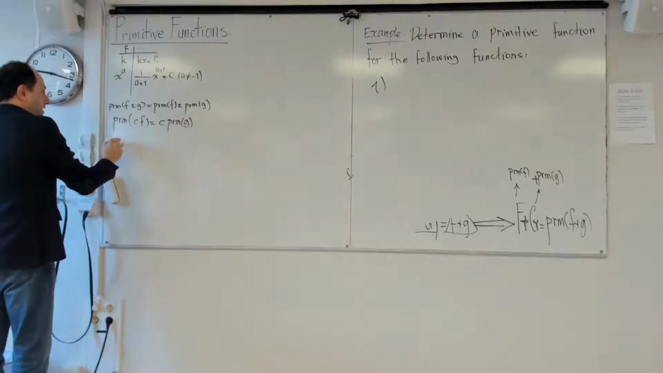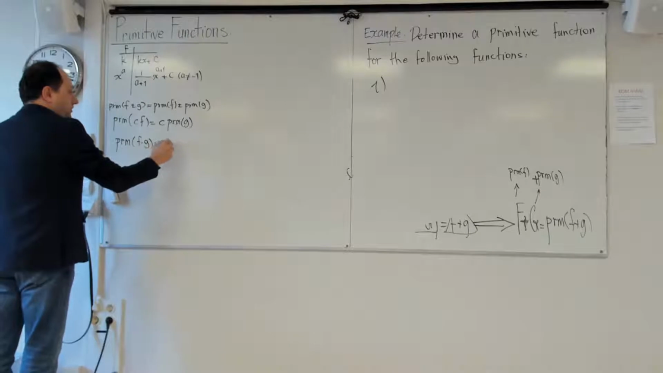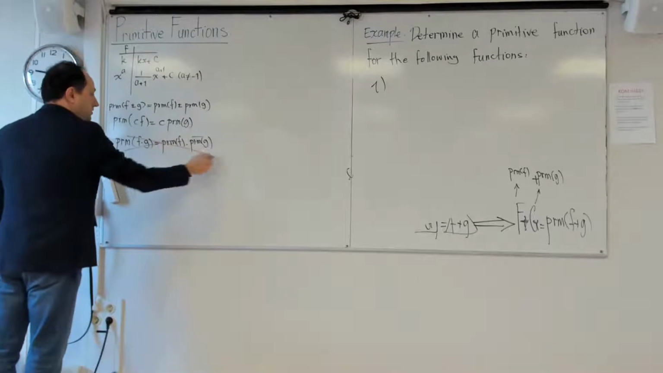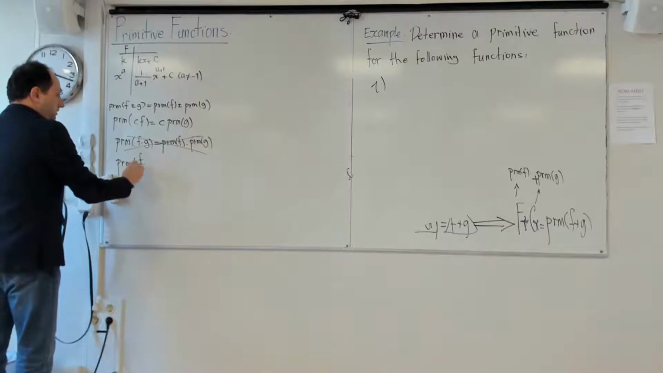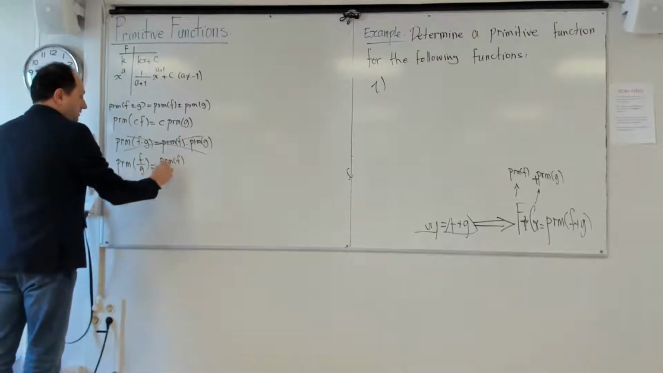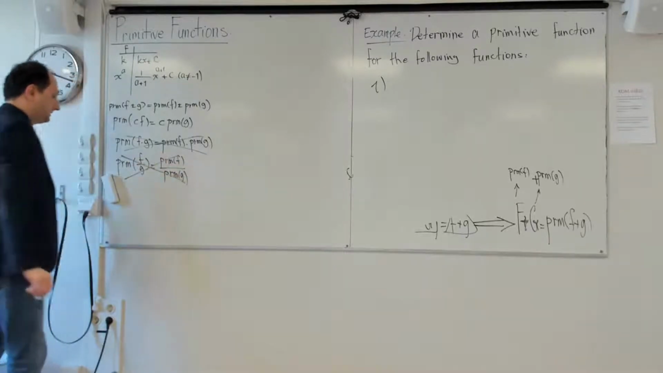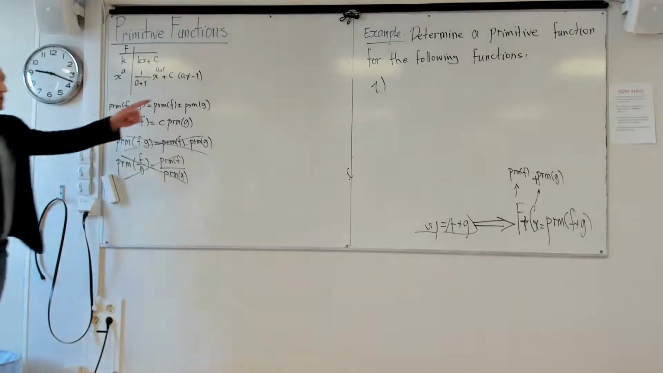But let me emphasize that I have seen some mistakes. Don't think that the primitive of the product is equal to the primitive of the first one multiplied by the primitive of the g. Please write it down and cross it over to emphasize that this is not correct. For division, it's not correct either. So okay, please make sure that these are not correct ones. Okay, so let us start with very simple ones.